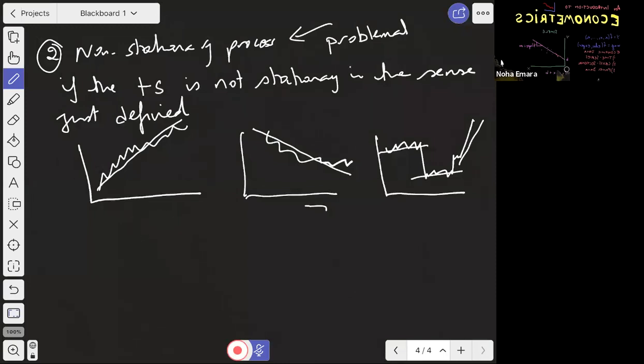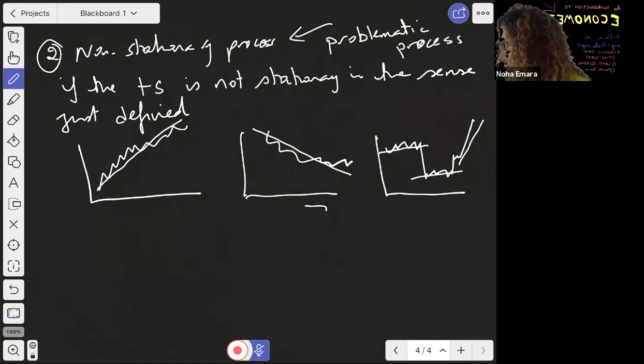or problematic process. Why is it problematic? I cannot predict it. If you ask me, let's say this is stock prices.